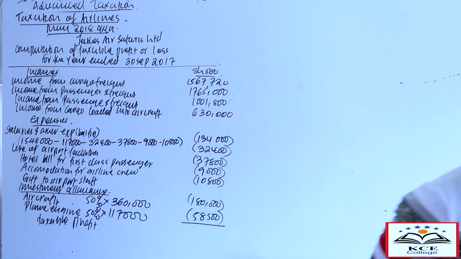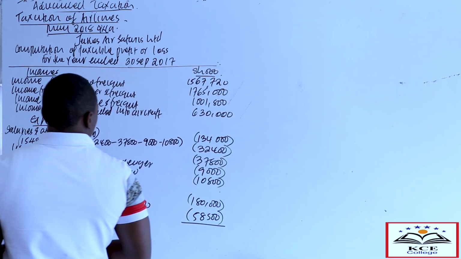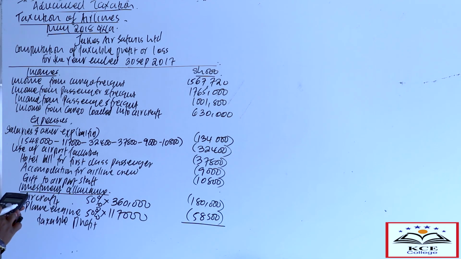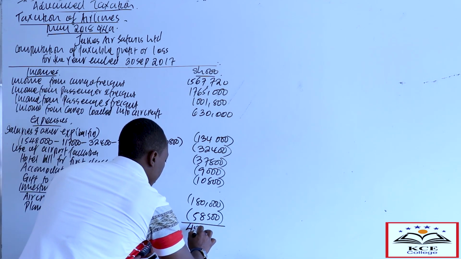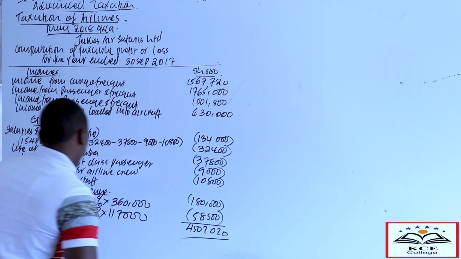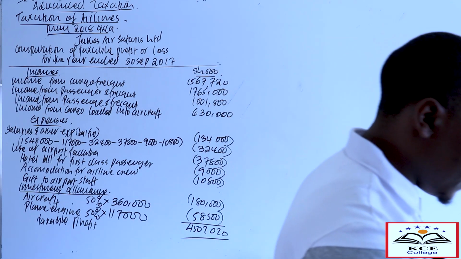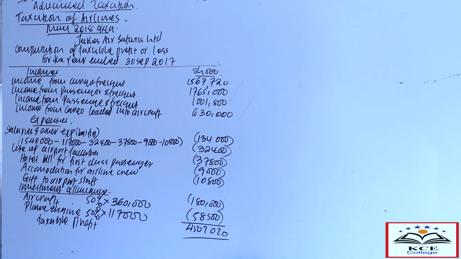And that's how you determine the amount of taxable profit. So let's compute that. It will be 15,067,720, you add 1,765, then you add 630, then you minus 134,000, 2,400, 7,800, 9,000, 10,800, 180, and 58,500. You get an amount, and that's the taxable profit I'm getting.